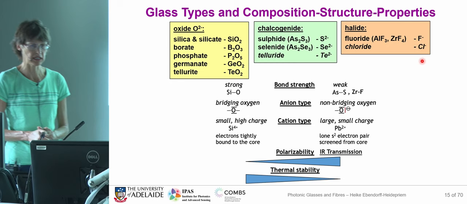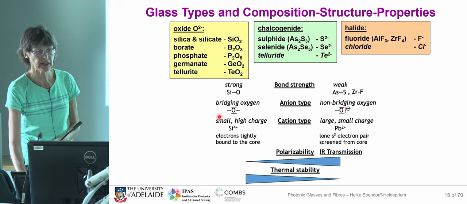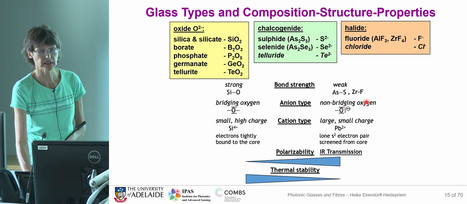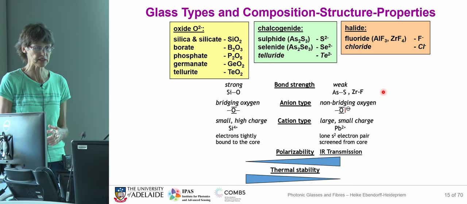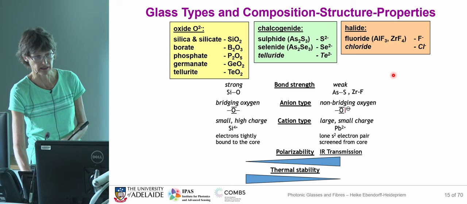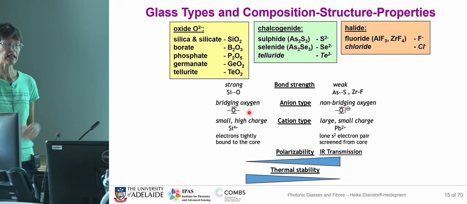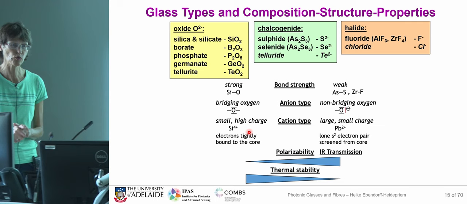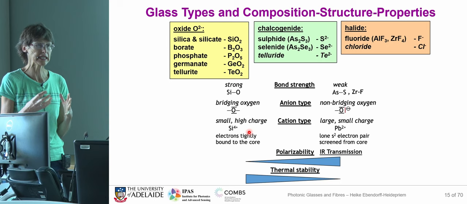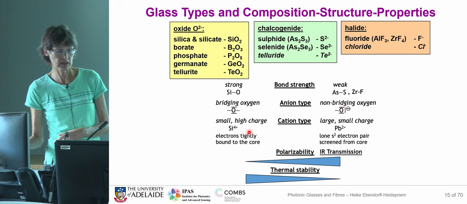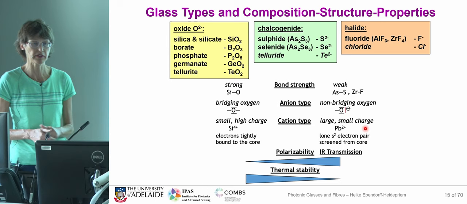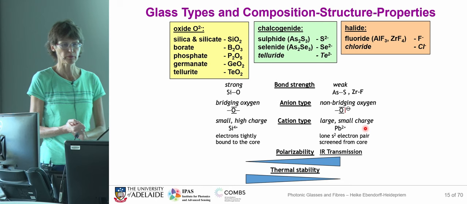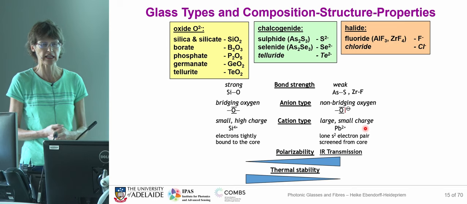So if you look at the bond strengths, then the bond between the silicon and oxide is very strong. And this is contrasted to that between arsenic and sulfide or zirconium and fluoride, so very typical bonds in chalcogenide and fluoride glasses. As I already mentioned, bridging oxygens have a strong bond, whereas non-bridging oxygens have a weak bond. If we also look at the cation type, Si4+ is a small ion with a high charge, so therefore the electrons are tightly bound to the silicon. Whereas lead ions in the glass are large ions with a small charge and a lone electron pair, which screens, or this electron pair can then be easily polarized.